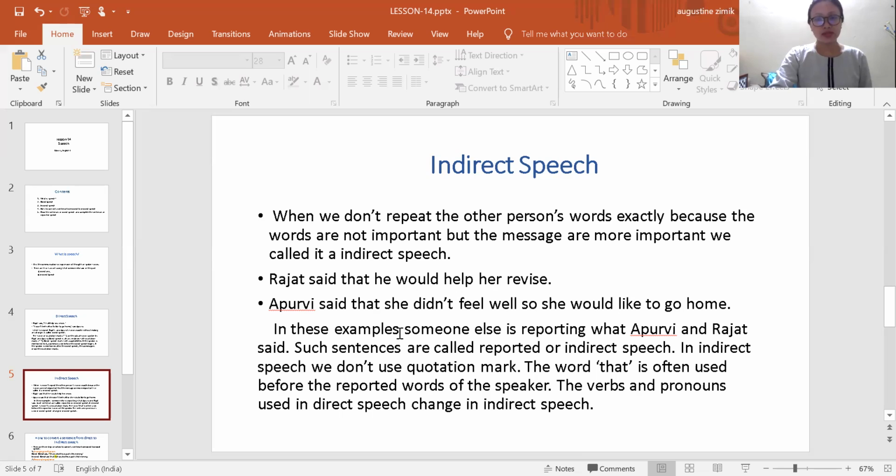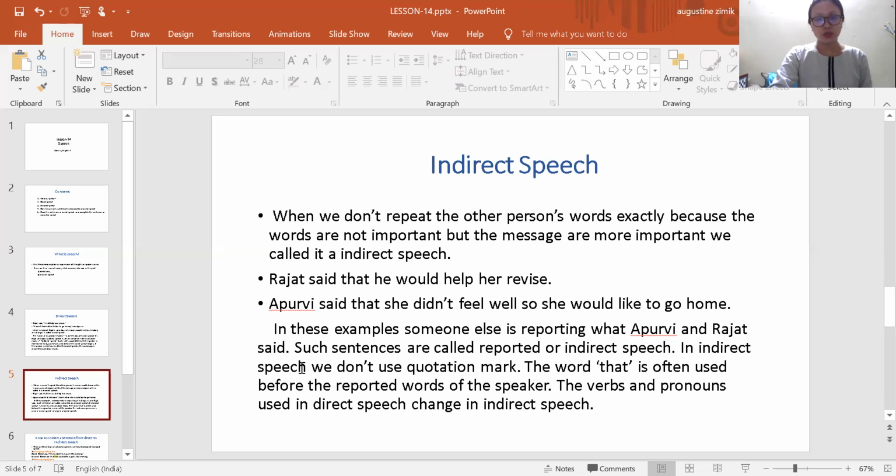In these examples, someone else is reporting what Apurvi and Rajat say. Here, in indirect speech, someone else, somebody, reported the words spoken by Apurvi and Rajat. Such sentences are called what? Reported or indirect speech.